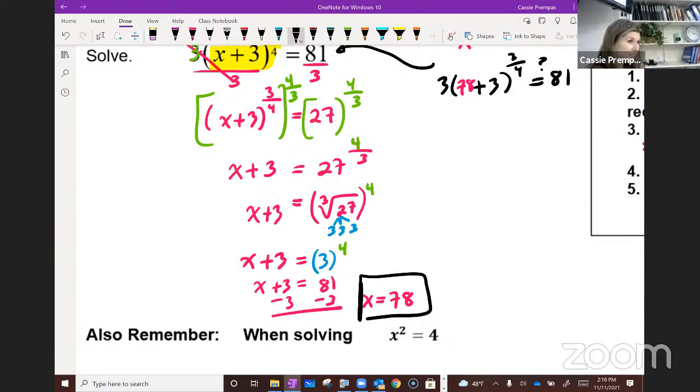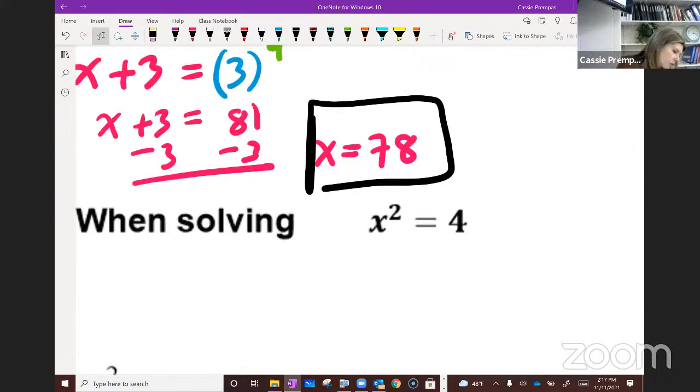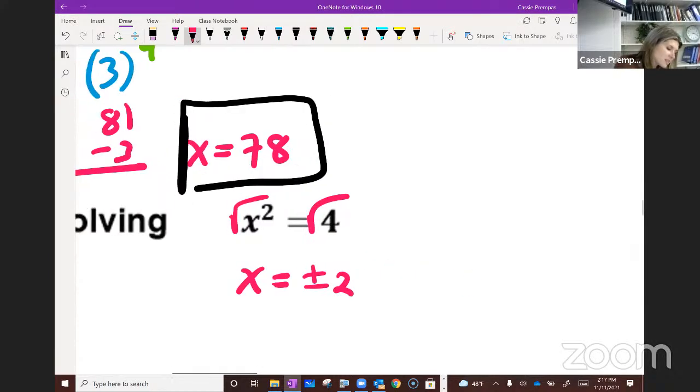Okay, last thing we need to do is remember something before we can solve example 4. Remember when solving, if you have x squared equals 4, how do you solve this? What do you do? Square root. What do you need to keep in mind when you draw in a square root in an equation? Plus or minus. Now, because this is the exact same thing as x to the 2 equals 4, and I could raise it to the reciprocal. What's the reciprocal of 2 over 1? 1 over 2.